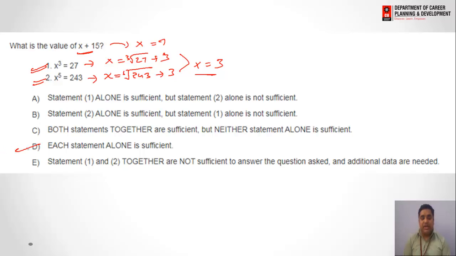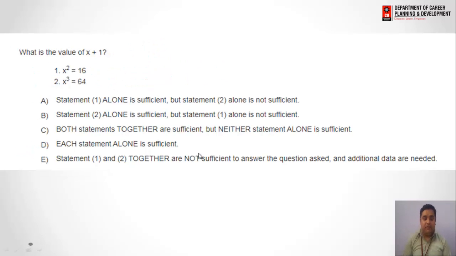The answer for this question again is option number D. The third question: what is the value of x plus 1? Here x square is equal to 16 and x power 3 is equal to 64, and in this question we can simply say the value can be solved by using statement 2 alone.